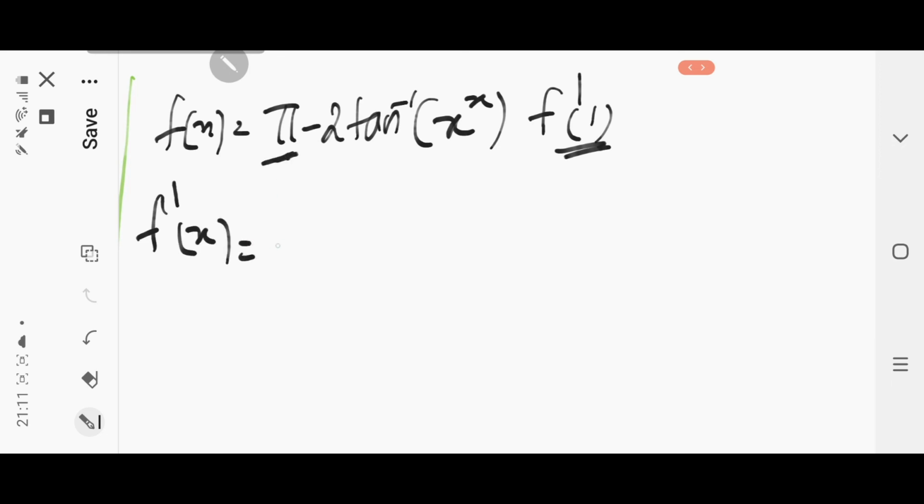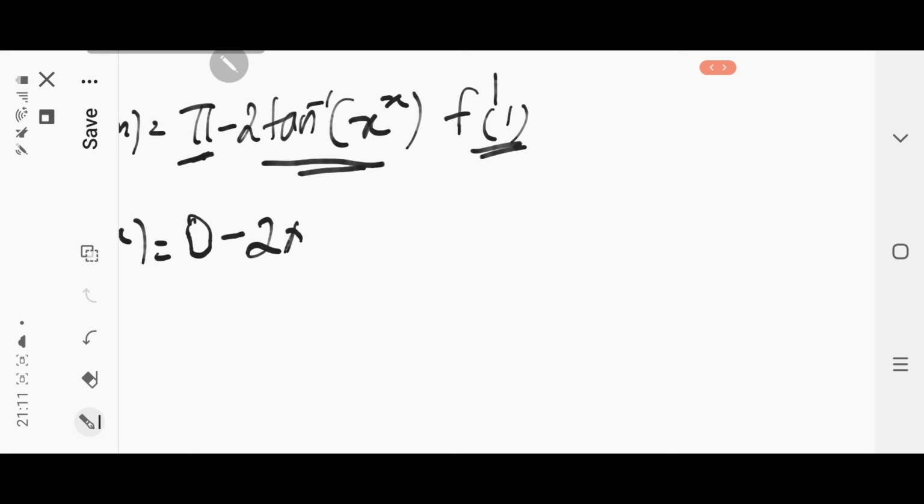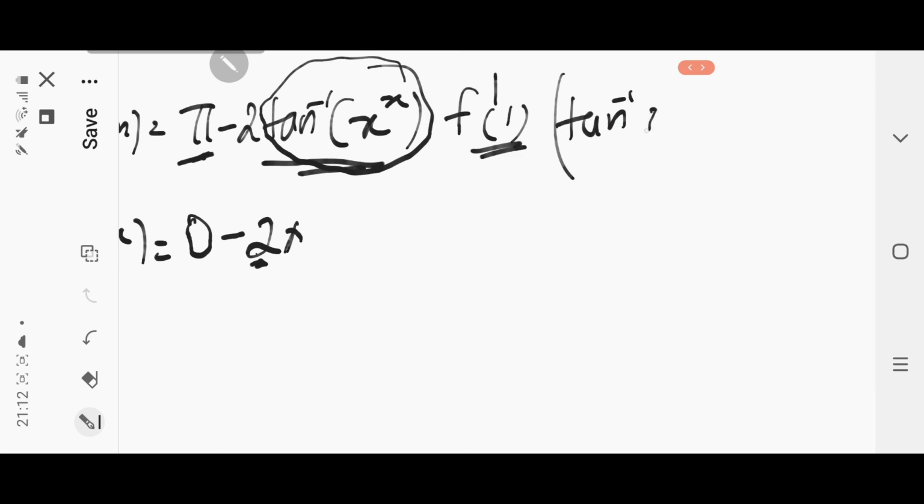See, here pi is a constant. The derivative of a constant is 0, minus 2 into... What is the remaining? You have to take the derivative of 2 tan inverse x raised to x, right? That means the constant is taken outside. First of all, you have to know the derivative of tan inverse x. You studied that the derivative of tan inverse x is 1 by 1 plus x square.